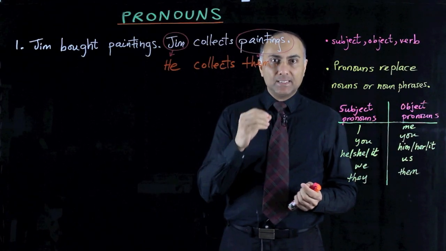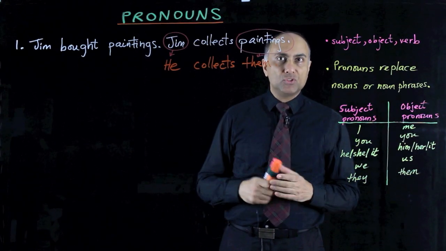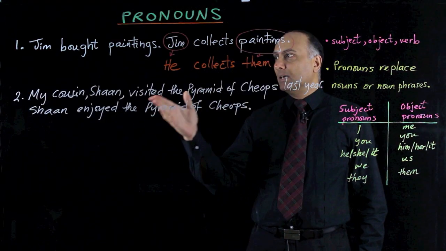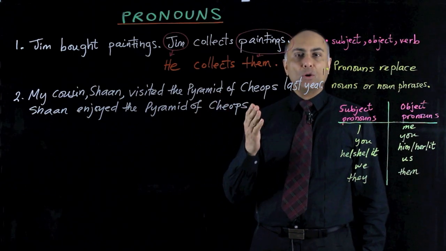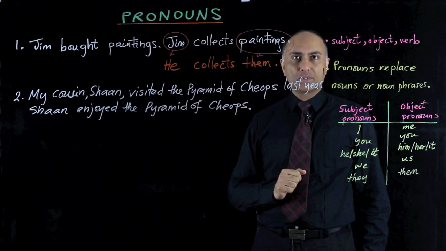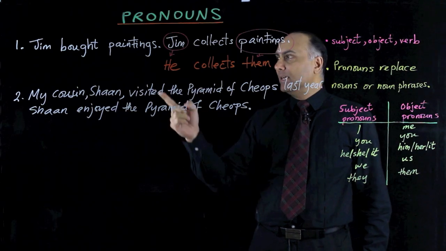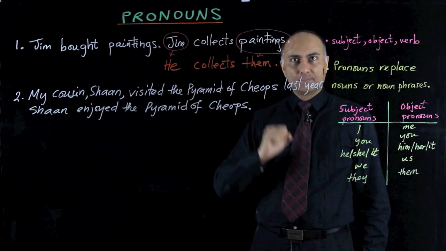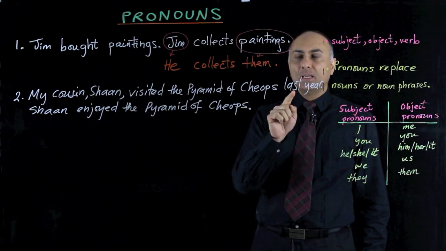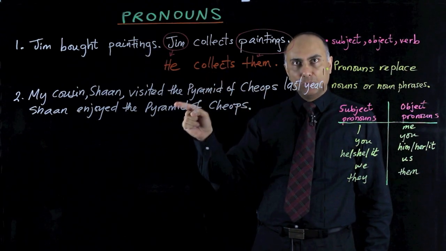Let's take a more complicated example just to illustrate that actually the principles are the same and also to demonstrate to you a few other things. In the second example, it says, my cousin Shan visited the pyramid of Cheops last year. Shan enjoyed the pyramid of Cheops. Now normally we would shorten the second of the two sentences into he enjoyed it. Although the first sentence looks complicated because it has a lot of words, we can still analyze it and break it down into subject, verb, and object.